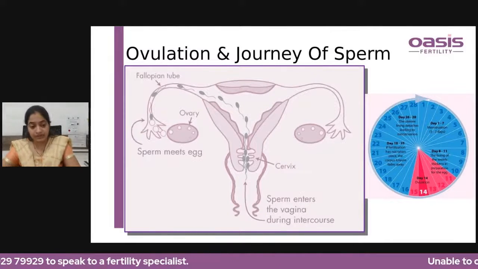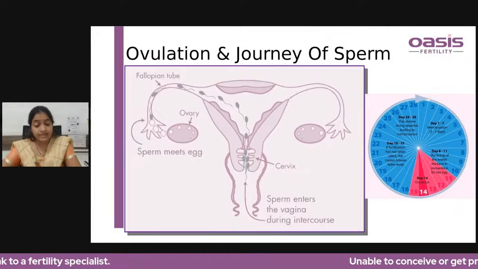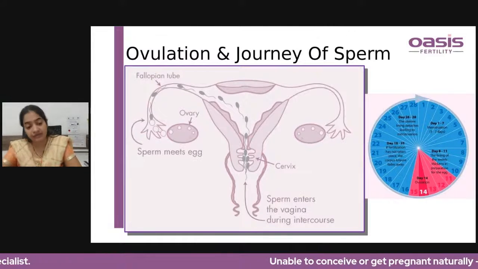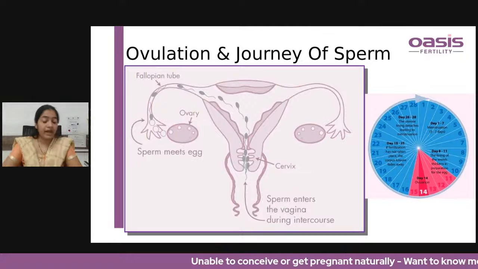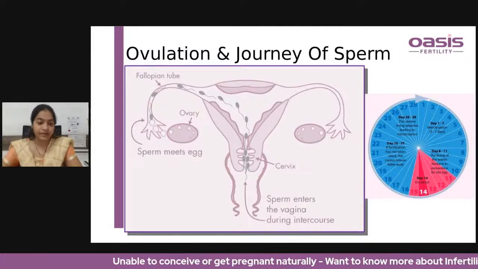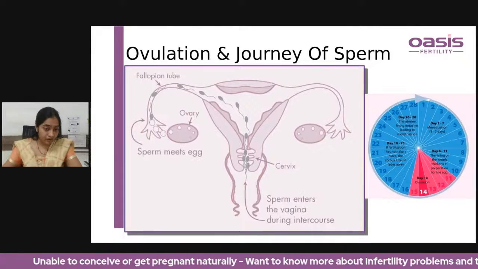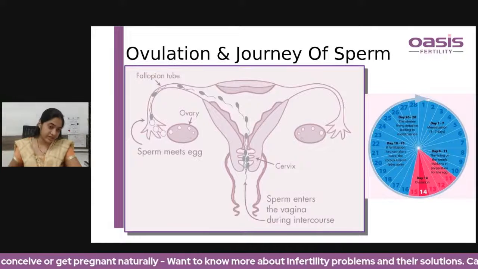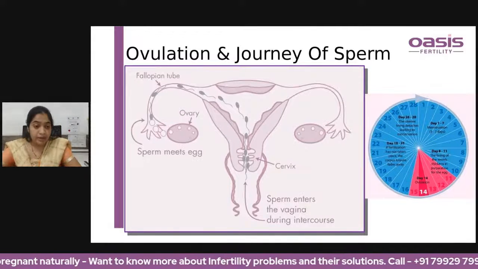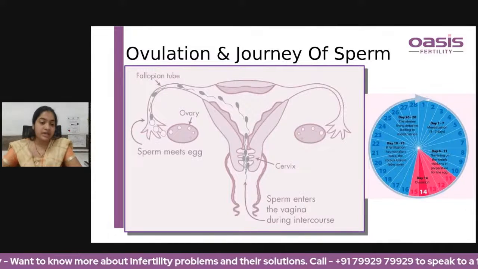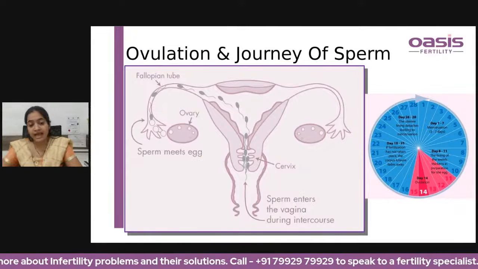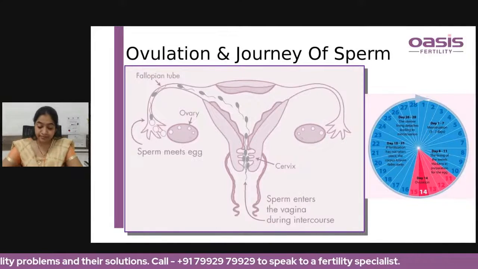But in assisted reproductive technique, all these things are done in an artificial way in the IVF lab, and this gives pregnancy to those couples who are not able to conceive in the natural way. But yes, the baby that is born is the same as babies born from natural conception.